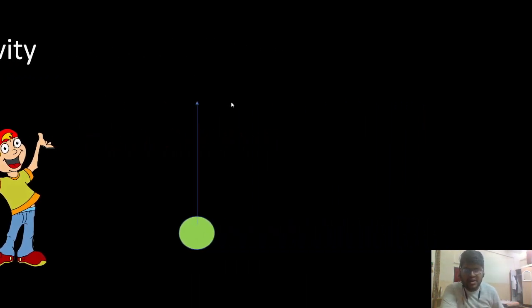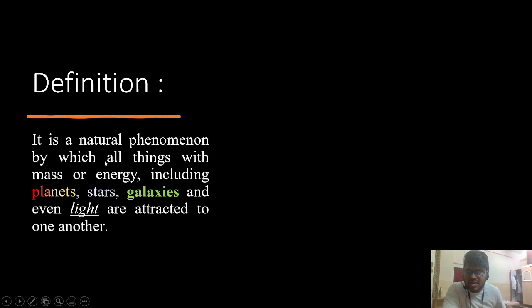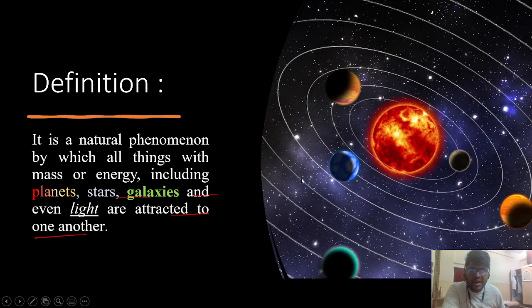So let us first understand the term by giving its proper definition. The definition is: it is a natural phenomenon by which all the things with mass or energy, including planets, stars, galaxies, and even light, are attracted to one another. So basically, gravity applies on all the things. You can see from the images there is a sun, and there is an orbit, and all the planets are revolving around its orbit.